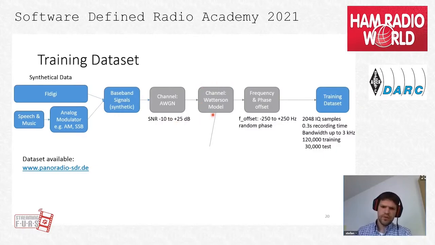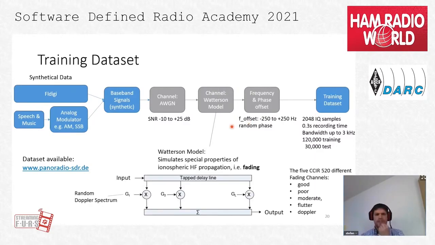Next, I add a Watterson model. I will talk about this in 1 minute. And finally, I add some random frequency and phase offset. So the frequency offset is between minus 250 and plus 250 hertz to account for a small mismatch in tuning.